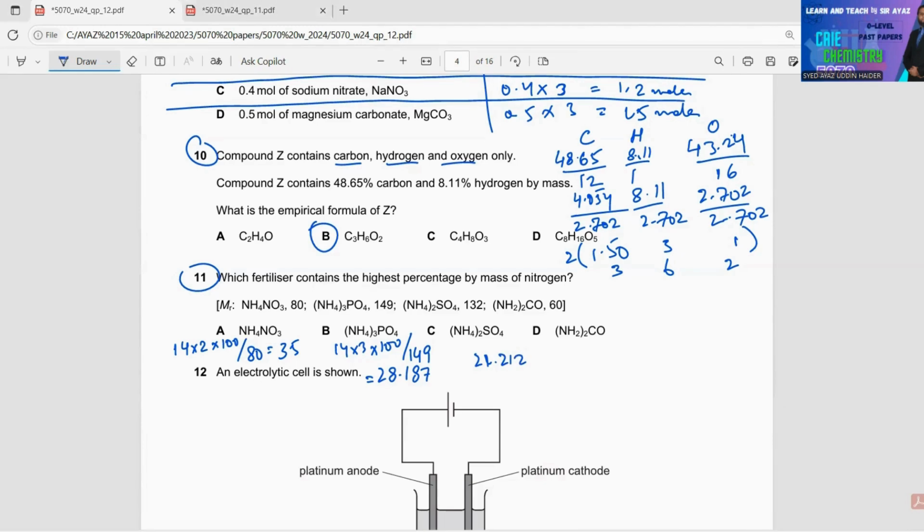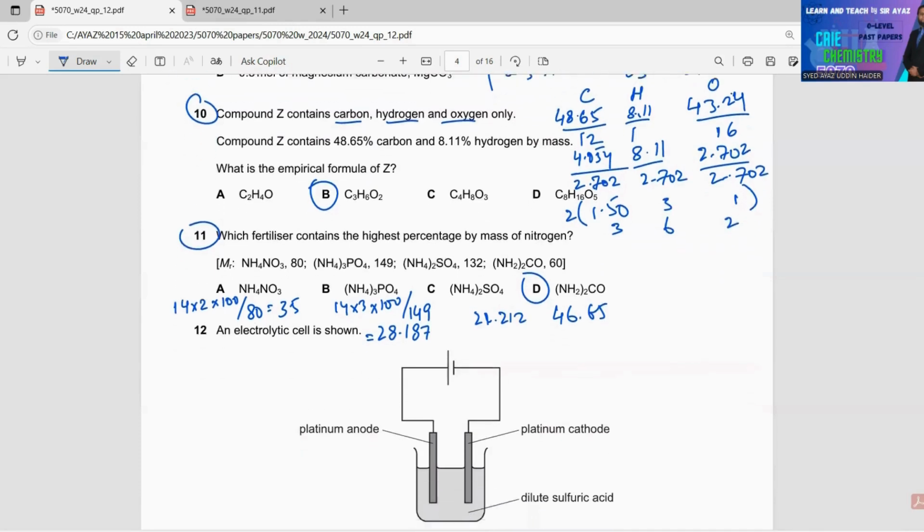Now for (NH2)2CO. Again, we are having two atoms of nitrogen, so it will be 28. 28 multiplied by 100, 2800, and divided by MR of (NH2)2CO, which is 60. So it's 46.6. So obviously D must be the right answer for MCQ number 11.